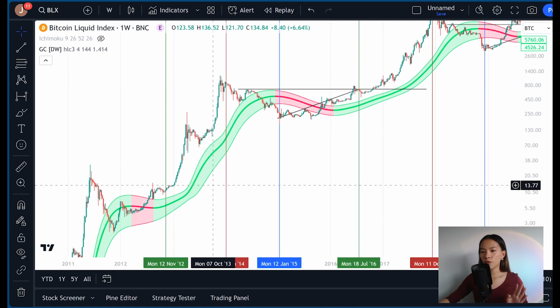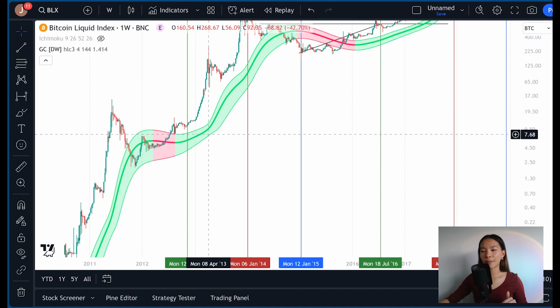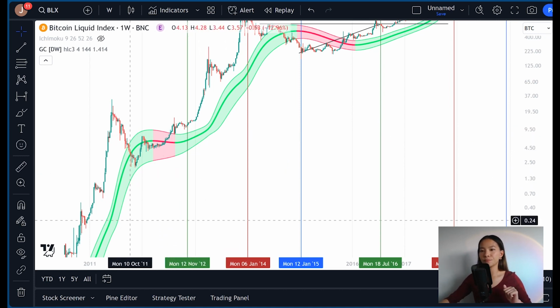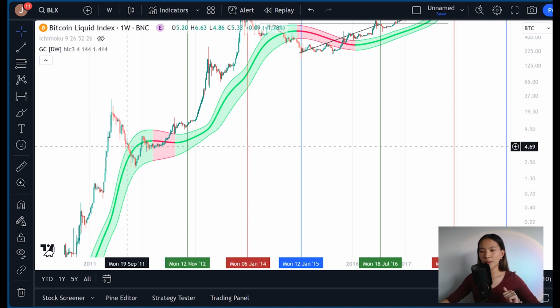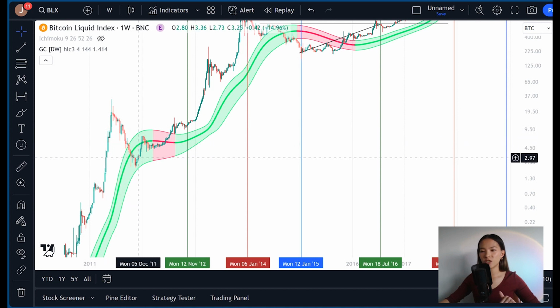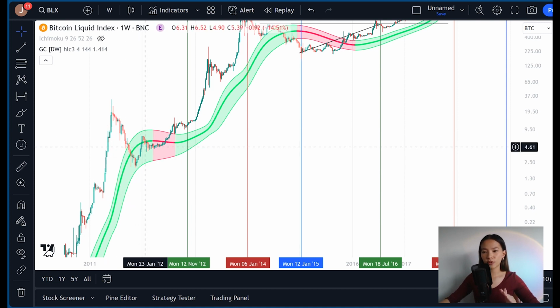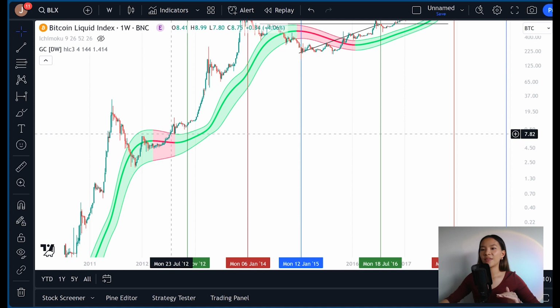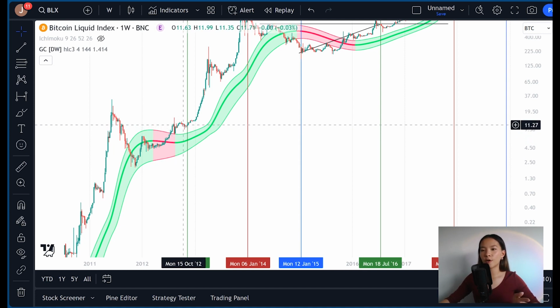So let's go back all the way to 2012 and have a look at what happened here with the Gaussian channel. We were in a bear market and we broke back into the Gaussian channel accumulation phase where we were in the Gaussian channel still traveling upwards, and then we had our break above, and our sustained break above led to eventually our bull run.